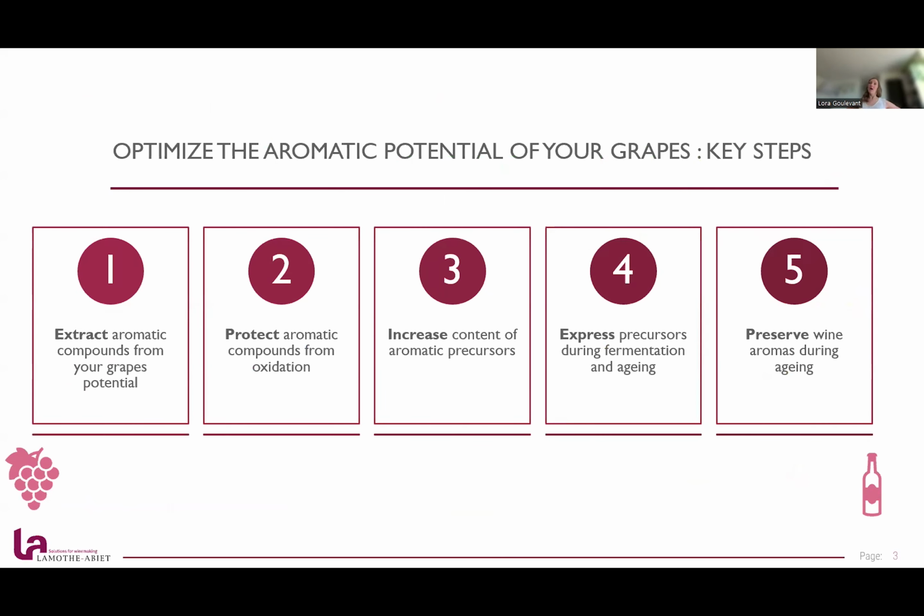So how to optimize the aromatic potential of your grapes. So let's say you have the aromatic potential, but you want to develop as many aromas as you can from these grapes. Either it's grapes that contain a lot of varietal aromas, such as Sauvignon Blanc, so you want to develop more volatile thiols, or more neutral grape varieties. So there are a few techniques.